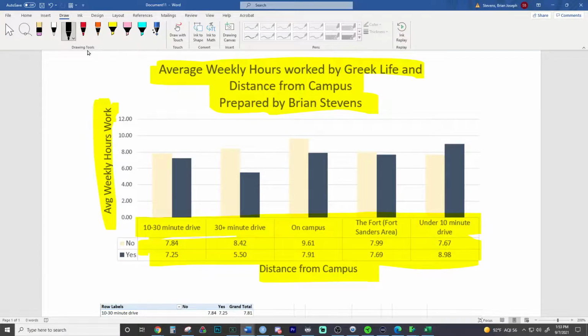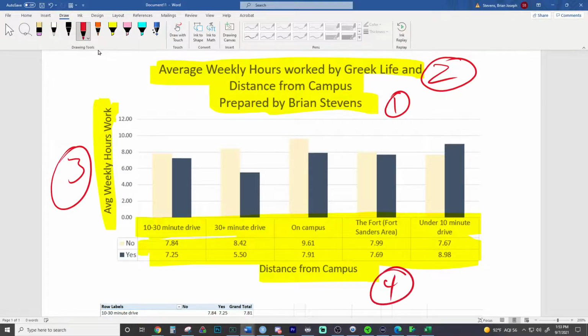Let's highlight them one by one. The first element you need is your prepared by. The second element you need is a title that mentions the variables. Third is a y-axis. Fourth is an x-axis. Fifth is down here, a data table, or technically, data labels could be above the bars. I'm not a big fan of the data labels above the bars, but you could have them up there.